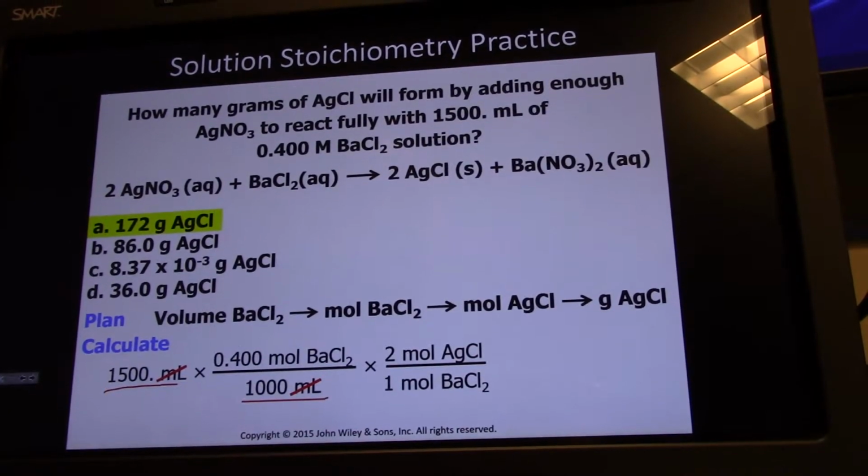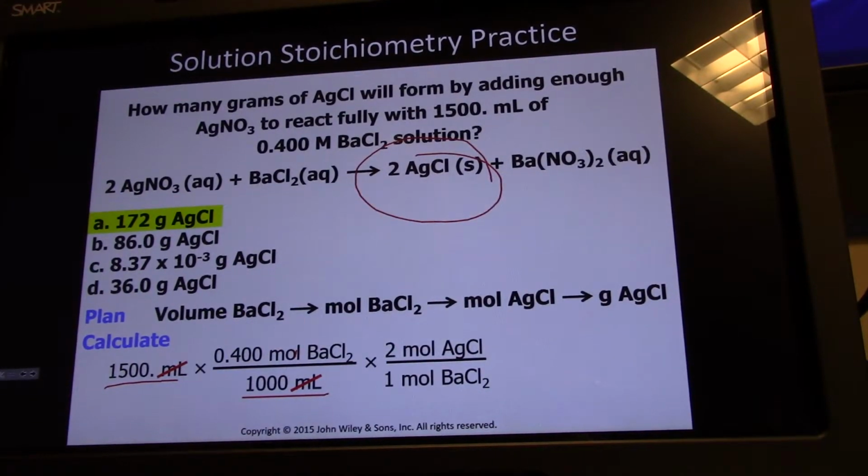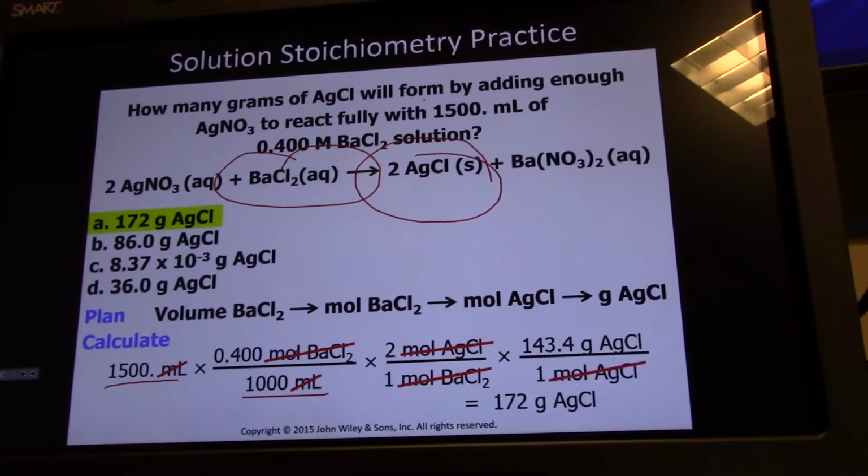In stoichiometry, we form 2 moles of silver chloride for every 1 mole of barium chloride consumed. Convert back to grams, 172 grams of silver chloride will form.